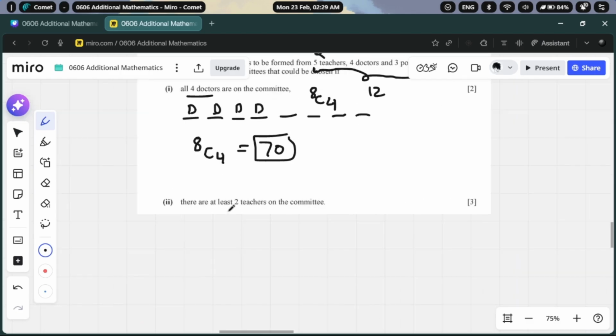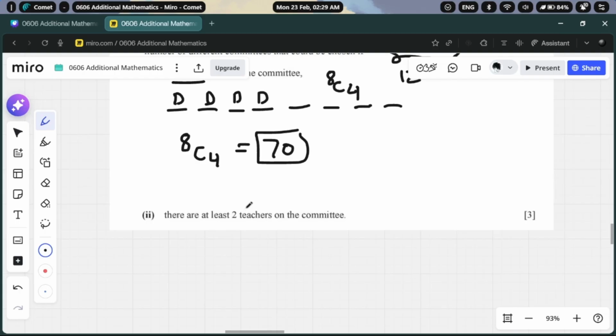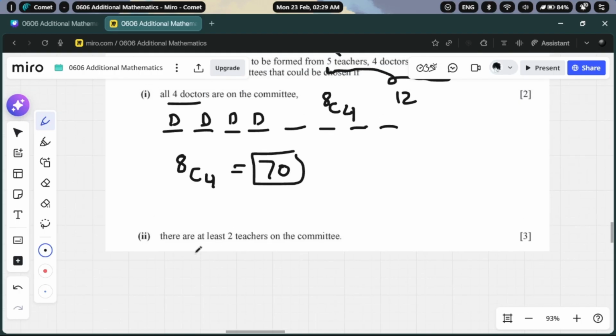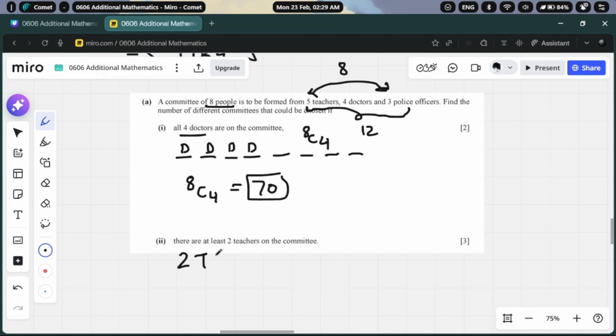Moving on to part 2. We're told that there can be at least 2 teachers. So since you're saying at least, there could be either 2 teachers, or there could be 3 teachers, or there could be 4, or there could be 5. Let me just write it like that.